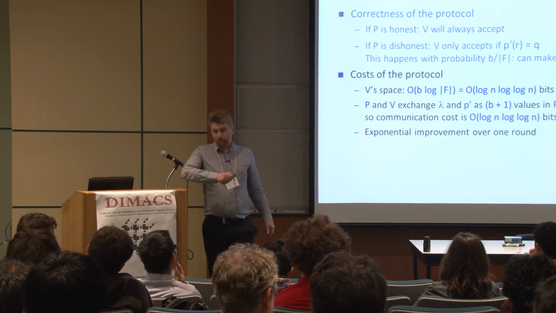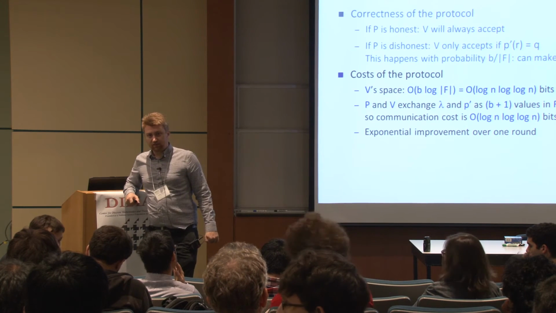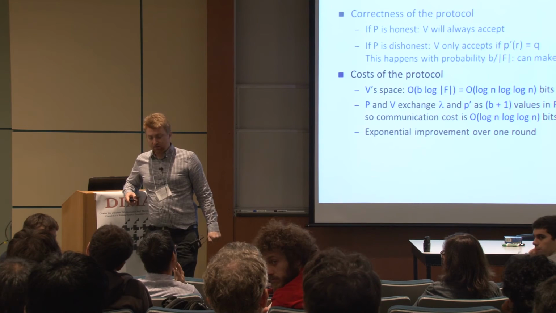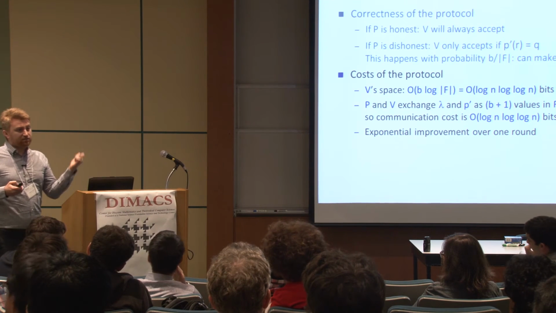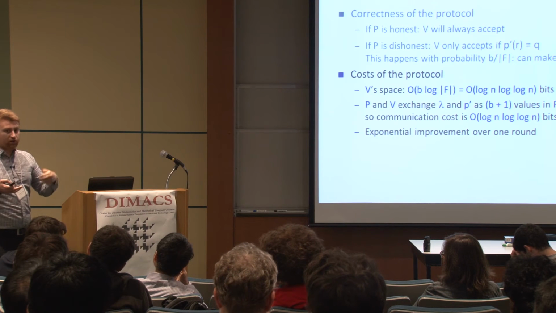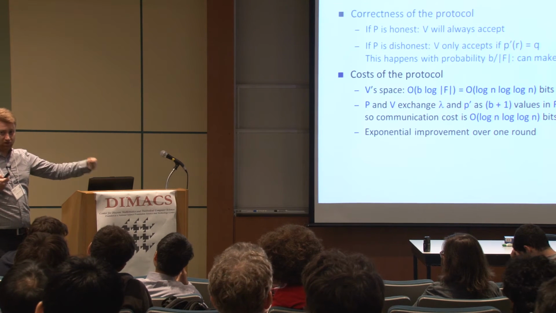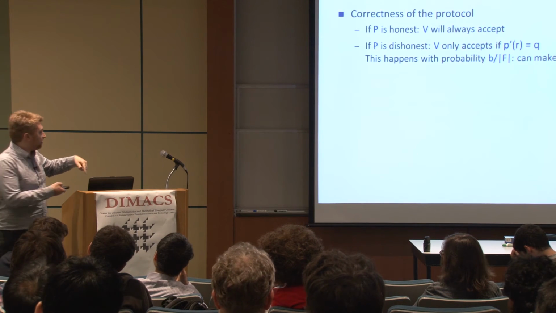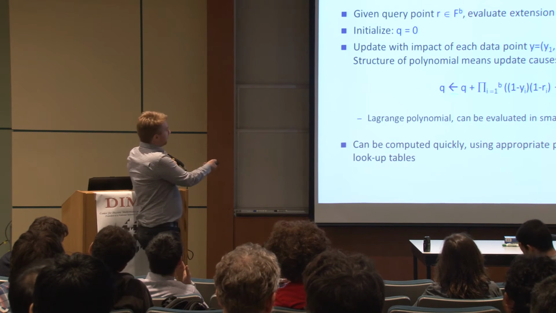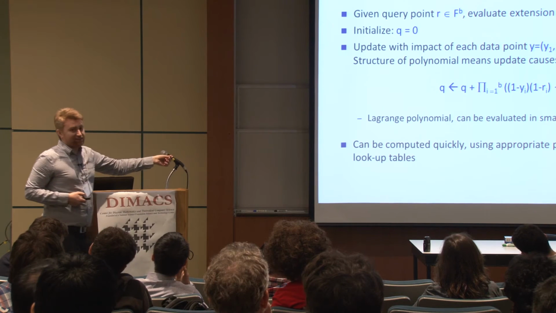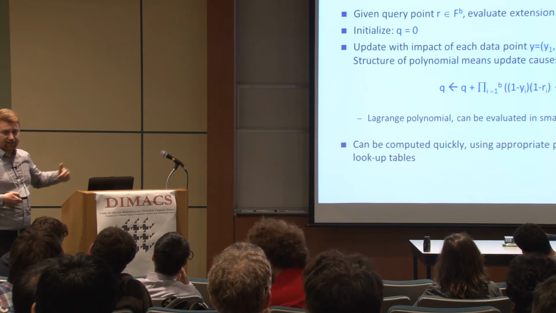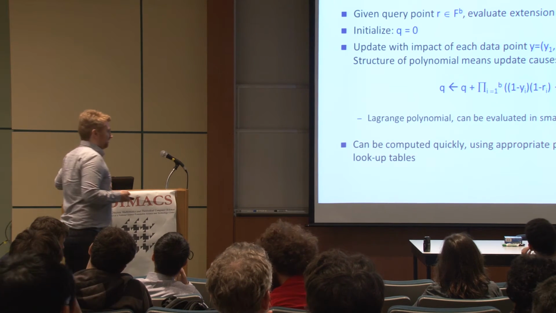Yes? Do you actually store the polynomial? Does the verifier actually store the polynomial? No, this is the whole point. The verifier doesn't store the polynomial at all. They're only ever storing an evaluation of the polynomial. And what I'm saying here is that Q is your evaluation of the polynomial at this random location, and you can incrementally update that as the input changes.